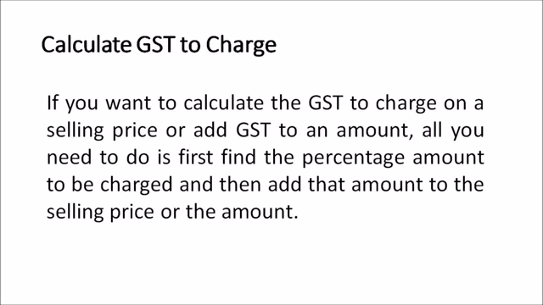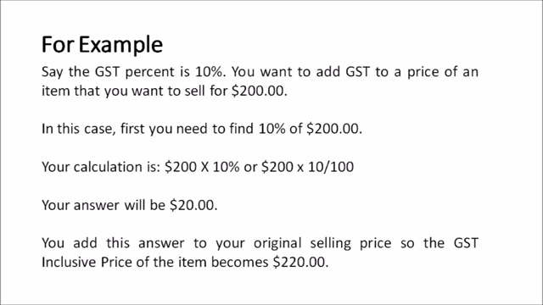you need to do is first find the percentage amount to be charged and then add that amount to the selling price or the original amount. For example, say the GST percent is 10%. You want to add GST on a price of an item that you want to sell for $200. In this case, first you need to find 10% of $200.